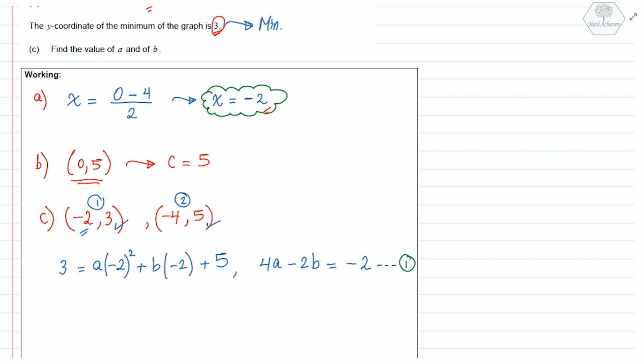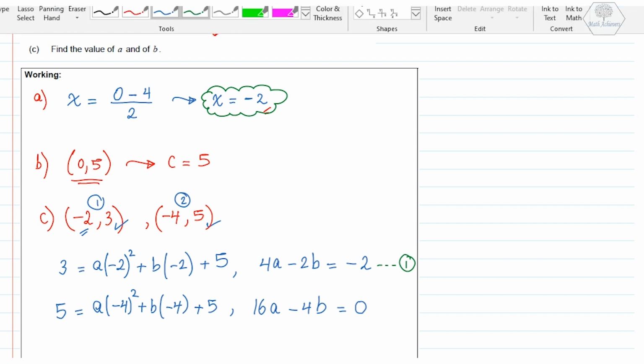Our second equation, we need to use the second point, having the same process. When x is equal to minus 4, the value of y is 5. So I have 5 is equal to a times minus 4 squared plus b times minus 4 plus 5. So just rearrange. I'll have 16a minus 4b to be equal, taking the plus 5 to the other side, to 0. So this is our second equation.